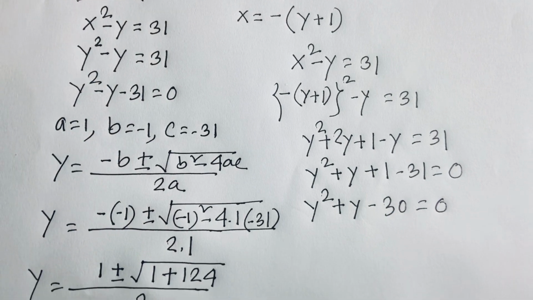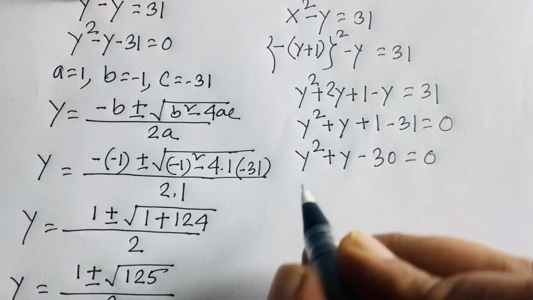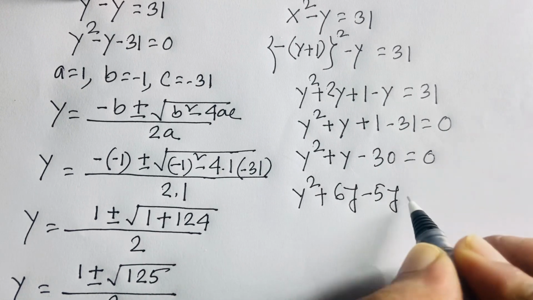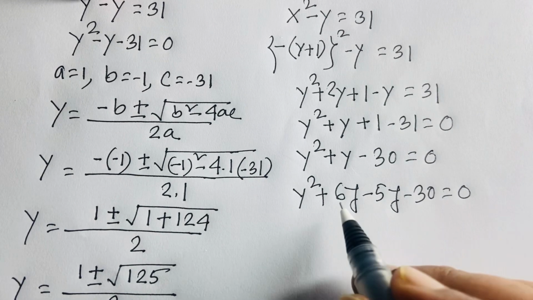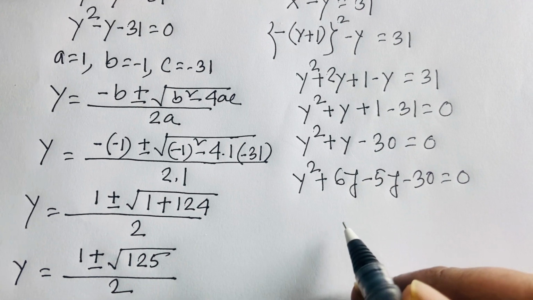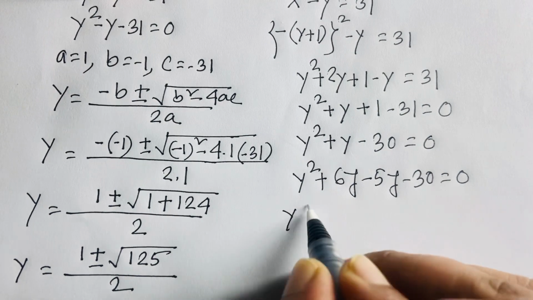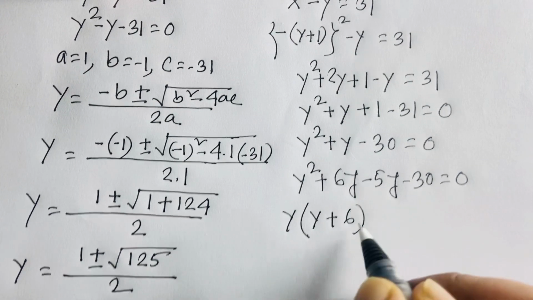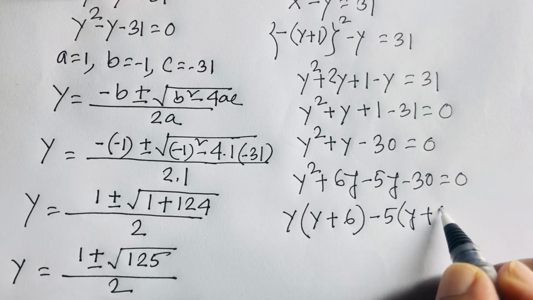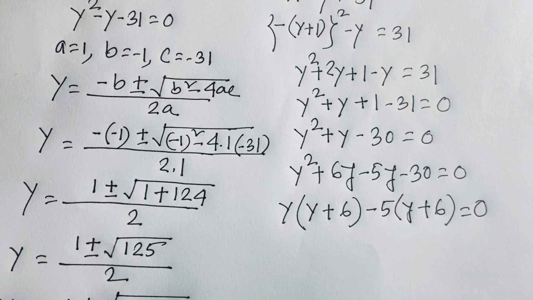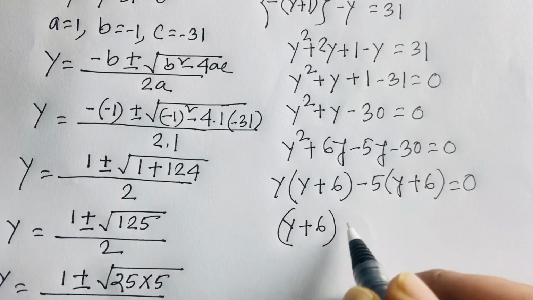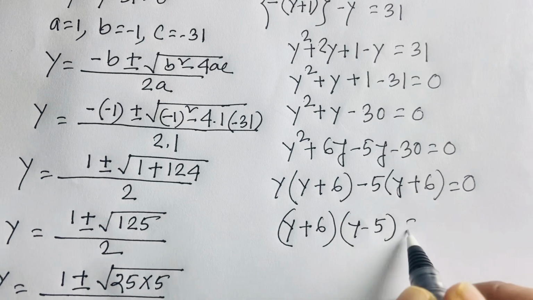Now if I do factorization, middle factor, this time I can say y square plus 6y minus 5y minus 30 is equal to 0. Because 6 times 5 is 30, and 6 minus 5 is 1, giving y. Then y is common, so y square divided by y is y, plus 6 minus 5 is common, so it will be y minus minus, it will be plus, 30 divided by 5 is 6, is equal to 0. Then in this case I can see easily y plus 6 is common, so (y plus 6)(y minus 5) is equal to 0.